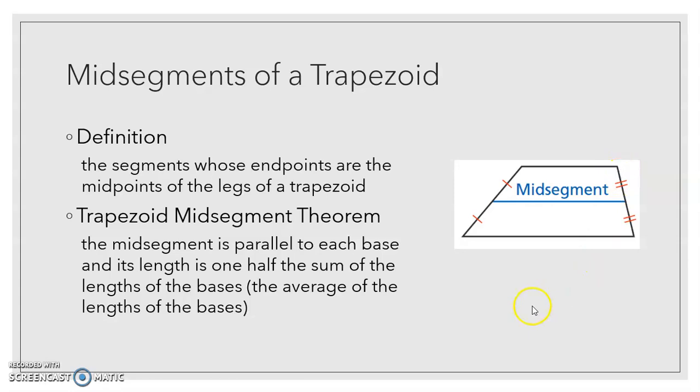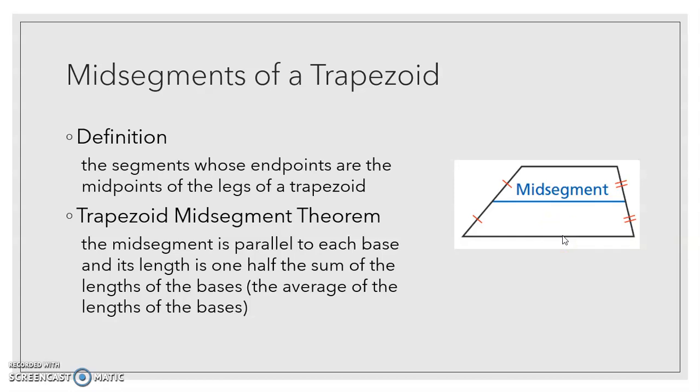Okay, and if I take this base plus this base and I add them together and then I divide by 2, it will get me the mid-segment length. Okay, and that's basically an average. So it's the average of the base lengths. But there is a really cool property. Because the mid-segment is parallel, it's basically like equally spaced.